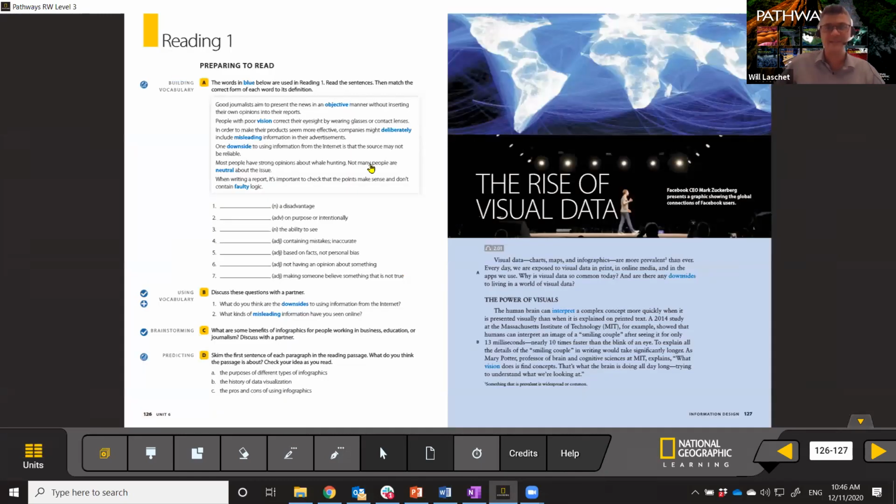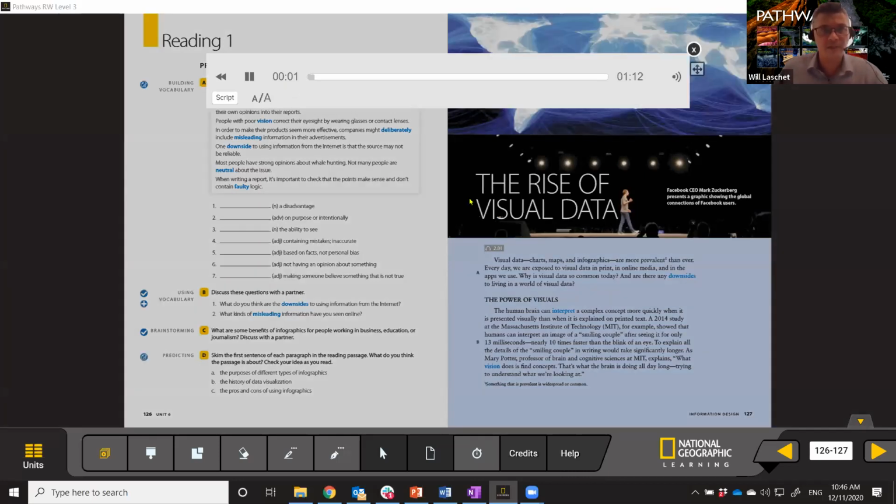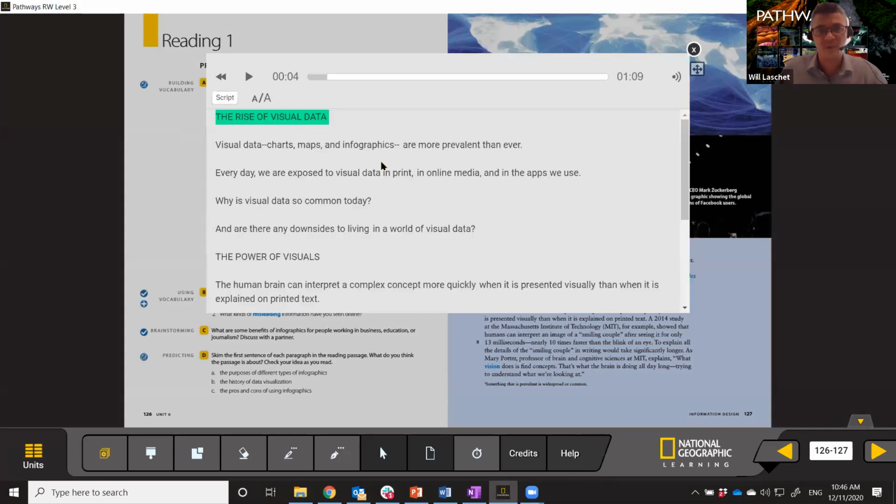Okay, here we go. We're going to listen to some of the information, Unit 6, Reading 1, The Rise. I'm going to show you the script so that we can read and listen at the same time. This is really nice for students to be able to do. Obviously, you can just get them to read without the listening, or listen without the reading. It's up to you. We're going to do both to make it easier to understand.